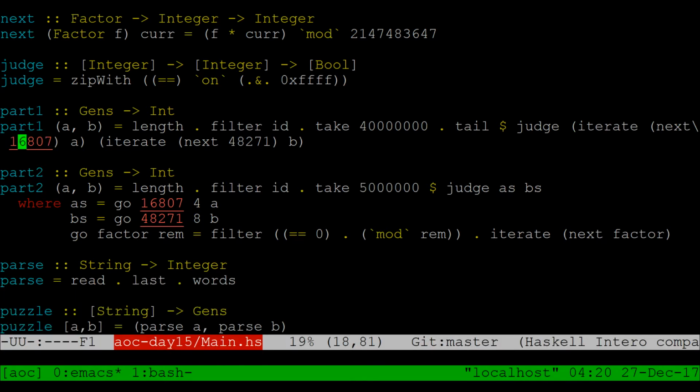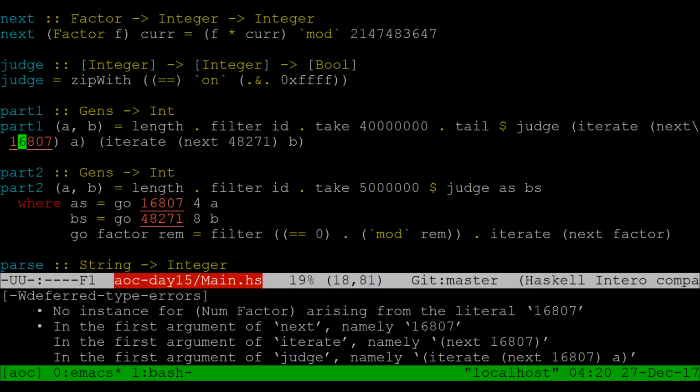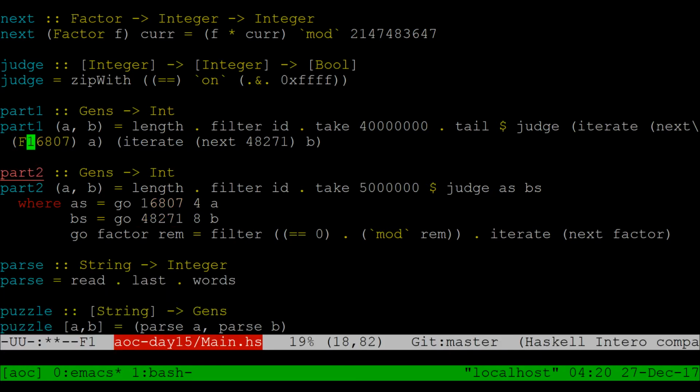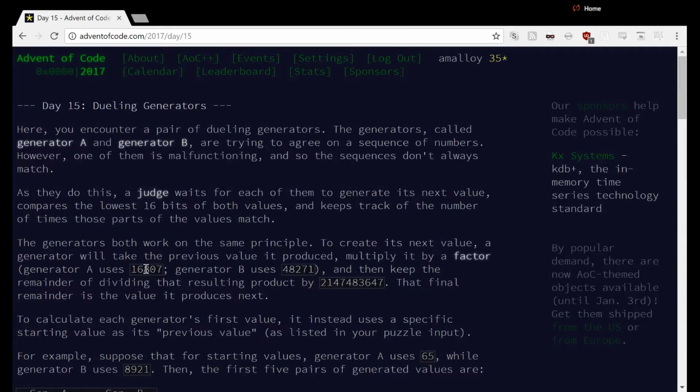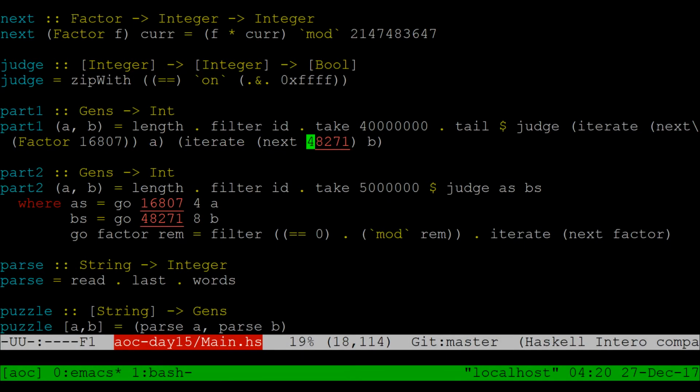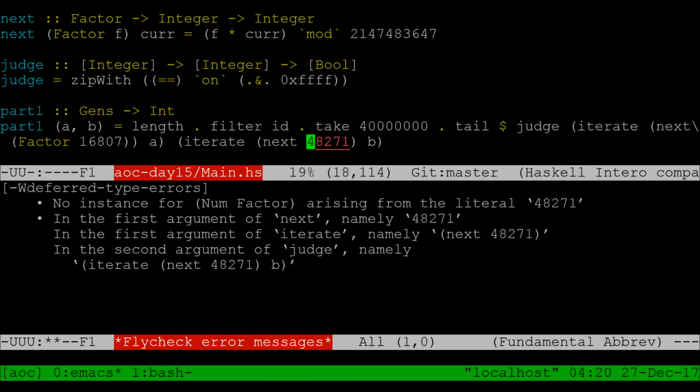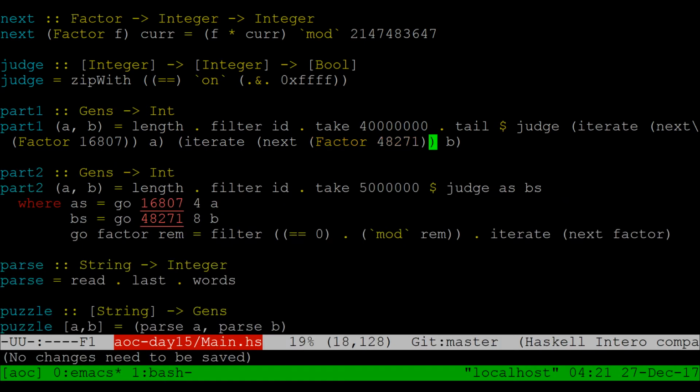So first of all, it's saying, well, gosh, this is supposed to be a factor, but it's a number. What's the deal? Double check. First of all, is 16807 really a factor? Let me go reread the problem real quick. A uses a factor of 16807. Yes, I'm doing this correctly. How about this one? 48271. Yes, that's also a factor, so we can wrap it in a factor. And now it's highlighting these again.